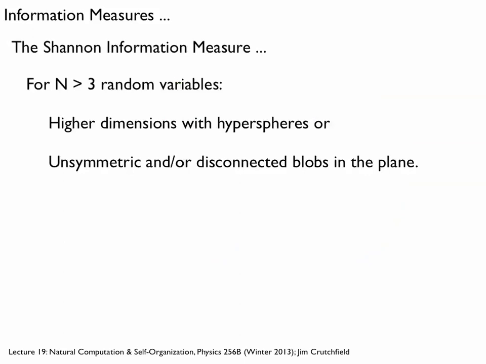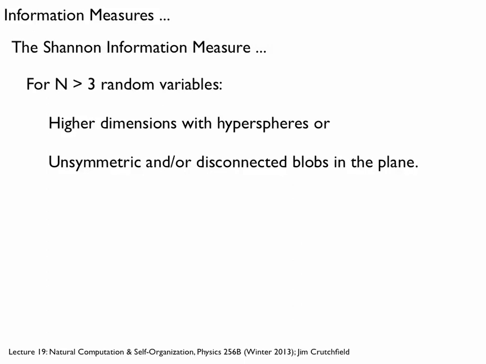So that's for three random variables, and I stepped back and did the process information diagram just to show how this can work. What about for more than three variables? Well, it gets harder. We can do hyperspheres, or we have all sorts of ways of forming these Venn diagrams. If I have four variables, four sets, the Venn diagram is all possible intersections and overlaps.